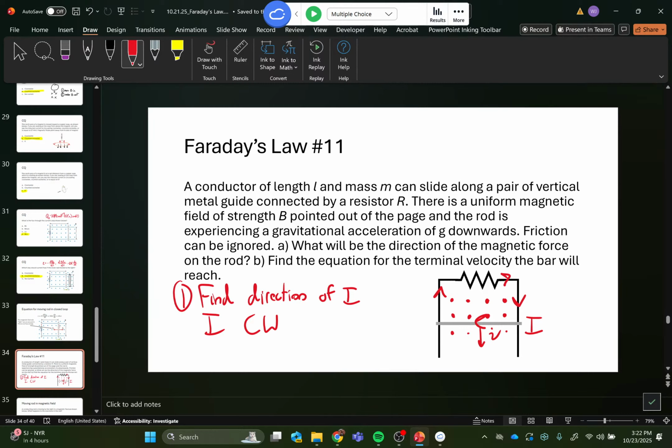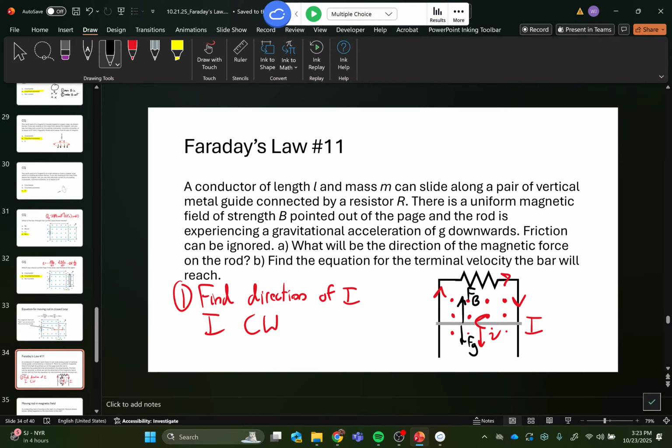Newton's second law. Sum of forces equals ma. What is my acceleration if I am not speeding up or slowing down? 0. This is a free body diagram problem now. I have a magnetic force up. I have a gravitational force down. They are equal to each other such that there's no acceleration. That does not mean I'm not moving. That just means I'm not getting faster or slower. That's all that means.